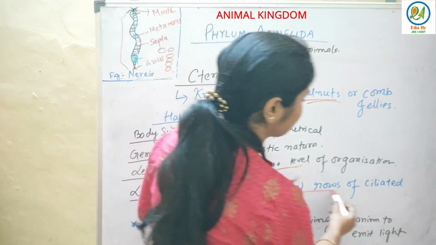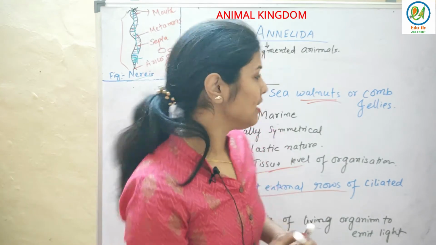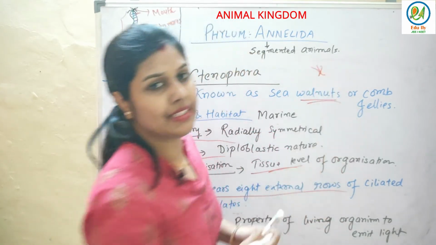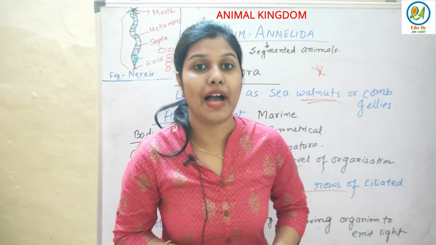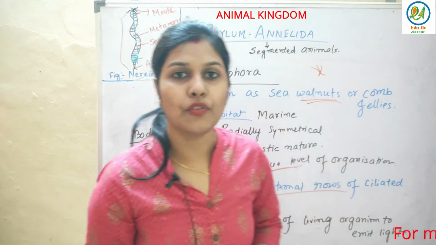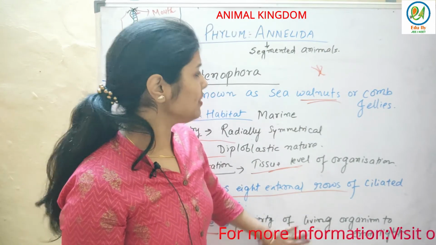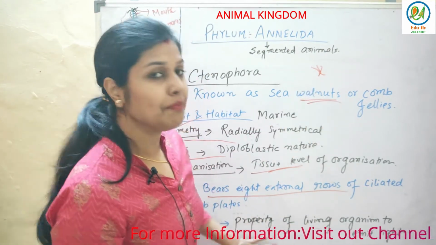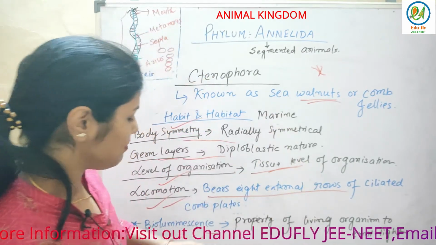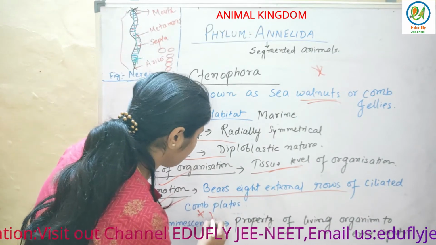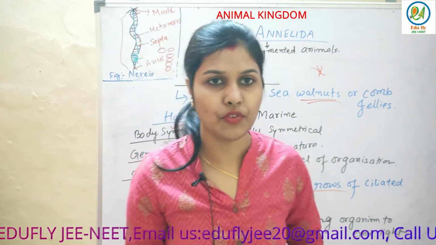Next is locomotion. They bear 8 external rows of ciliated comb plates. Next is the very important property of Ctenophora, bioluminescence, the property of living organisms to emit light. Remember about bioluminescence from NEET point of view, questions always come from Ctenophora. These are the basics about Ctenophora.